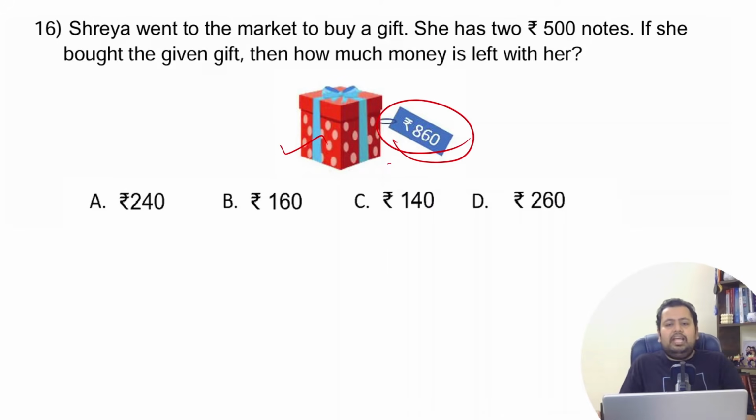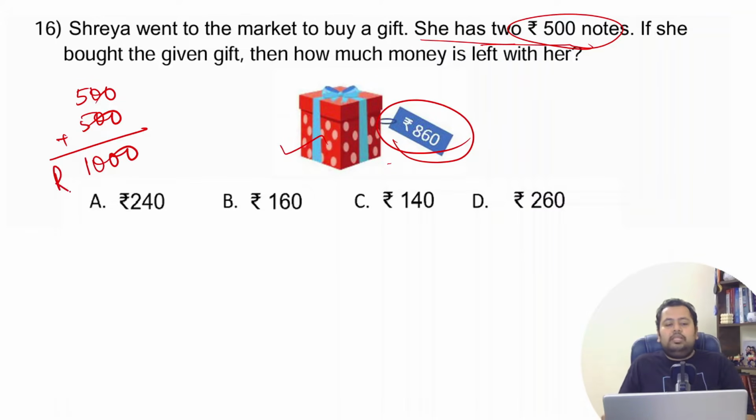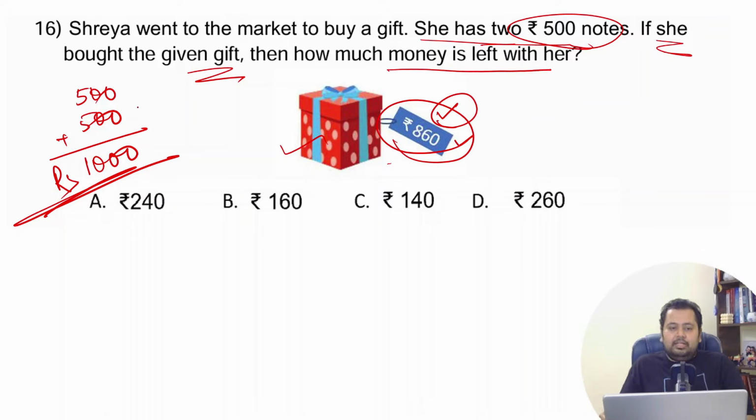Great. Shreya goes with two 500 rupees notes. So 500 plus 500 is nothing but rupees 1000. So Shreya has rupees 1000 with her. Now, she bought the given gift, and this gift costs rupees 860. Then how much money is left with her? It is 1000 minus 860.